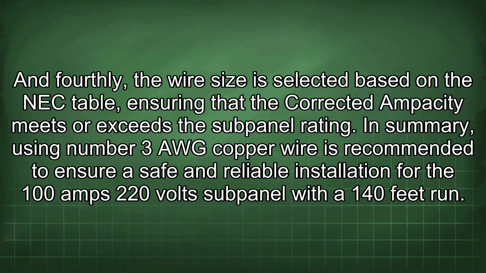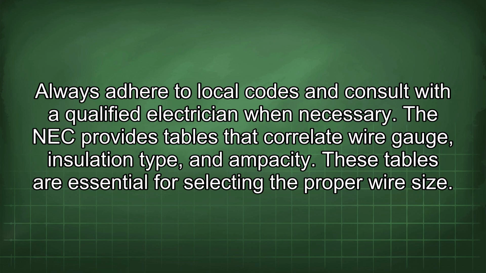In summary, using number 3 AWG copper wire is recommended to ensure a safe and reliable installation for the 100 amp, 220 volt subpanel with a 140 feet run. Always adhere to local codes and consult with a qualified electrician when necessary.